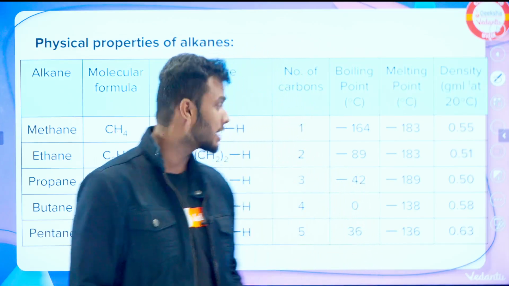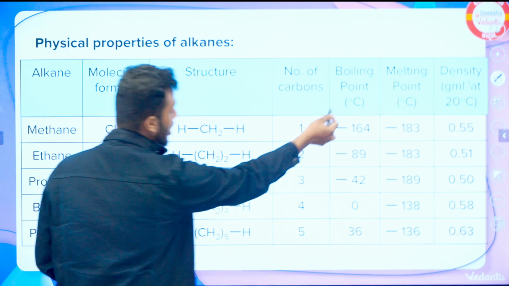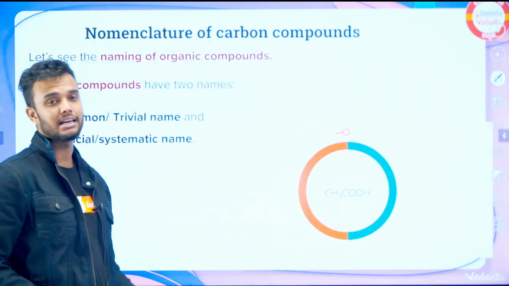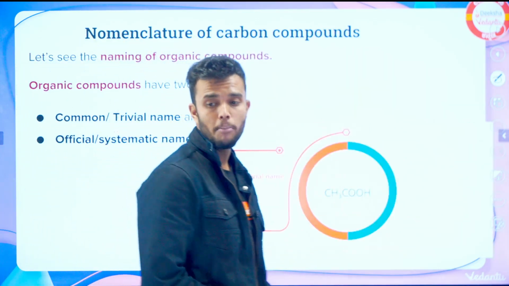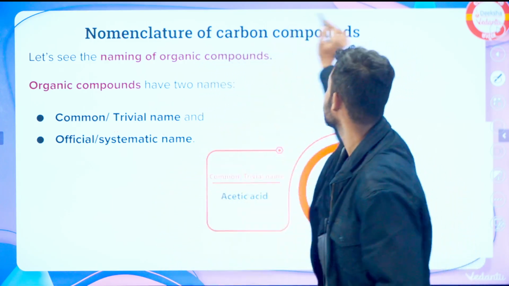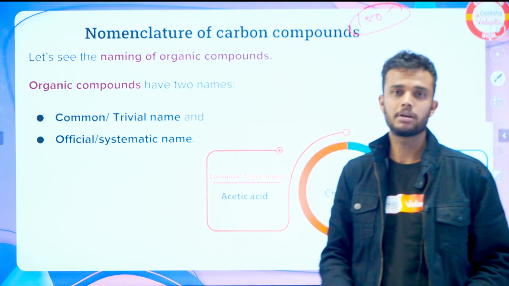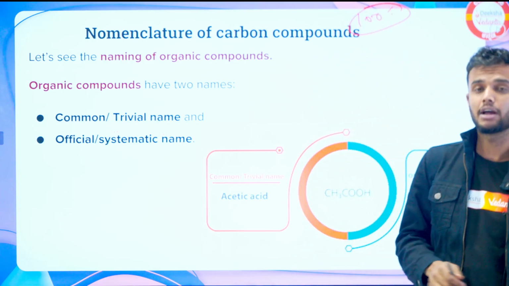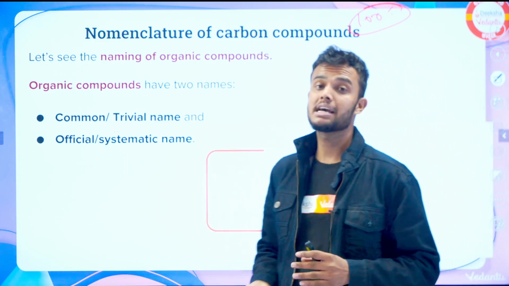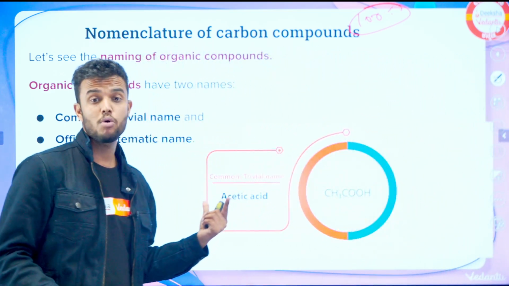Okay, next move on to the physical property. Just look here: boiling point sometimes gradually increases or decreases. Next, move on to nomenclature. This is a very important topic. It is a 100% question for your board exams this year. Why now? Because in previous years they never asked this question. That's why it's very important.